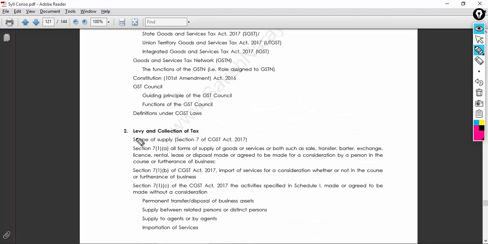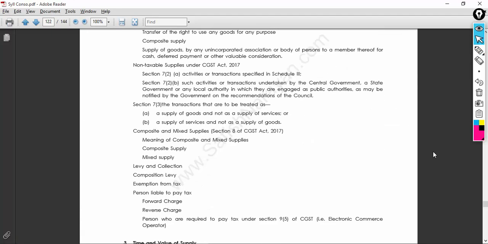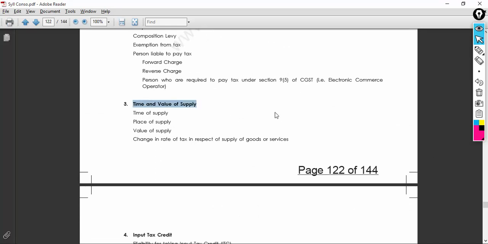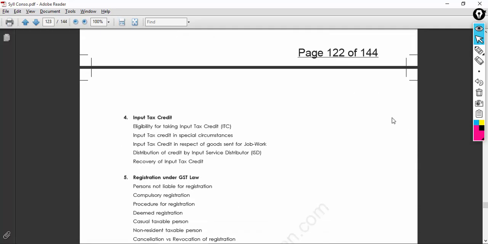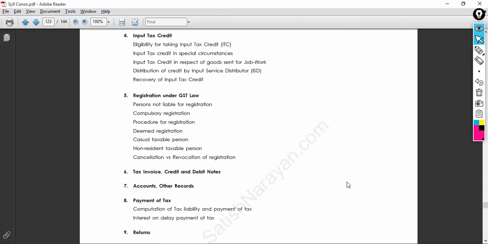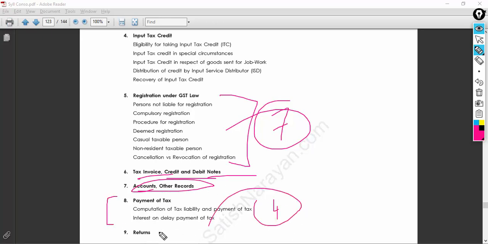So I will not be discussing each topic. Levy of tax, time of supply and value of supply, input tax credit, GST registration, very important. In this alone you can at least expect 7 marks. Easy to get, right? So tax invoice, credit invoice, debit notes, accounts and records, payment. If you know these, at least getting 4 marks is not at all a difficult task.